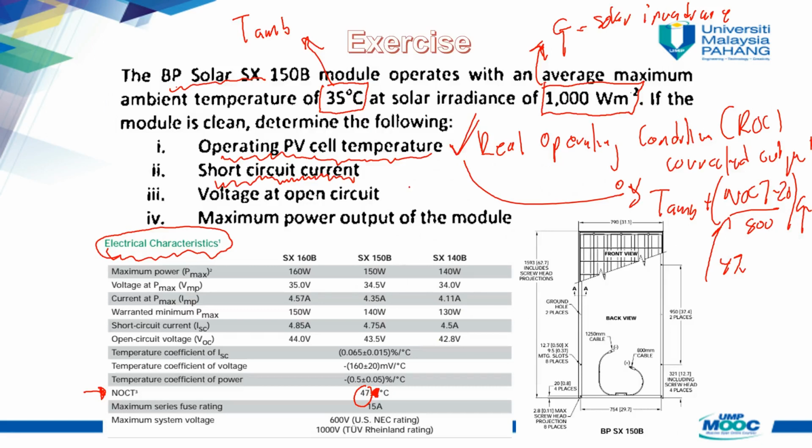Okay, in order to get the short circuit current, remember two values that you need to extract from this. What is this? Short circuit current, apa value yang perlu ada? You need to have the ISC/STC and the temperature coefficient for ISC. So these two values you need to extract from the data sheet.